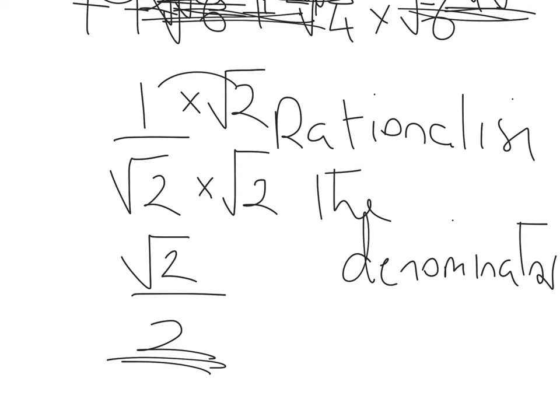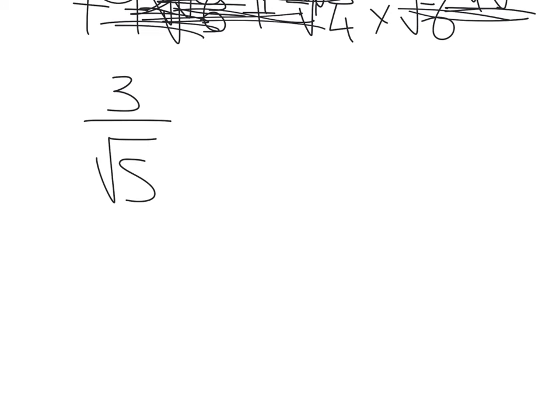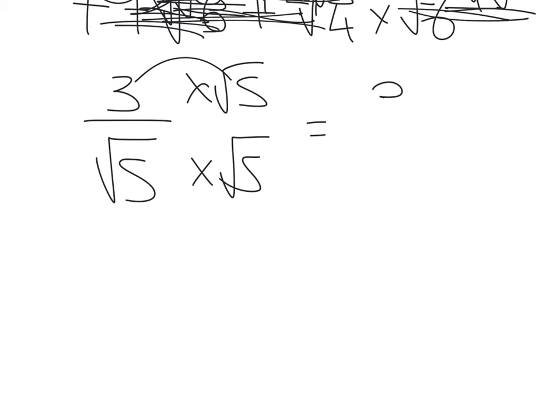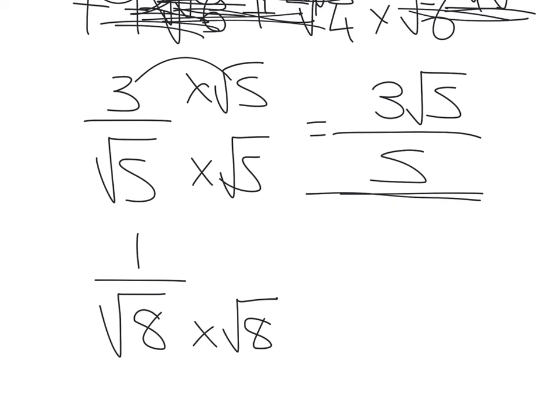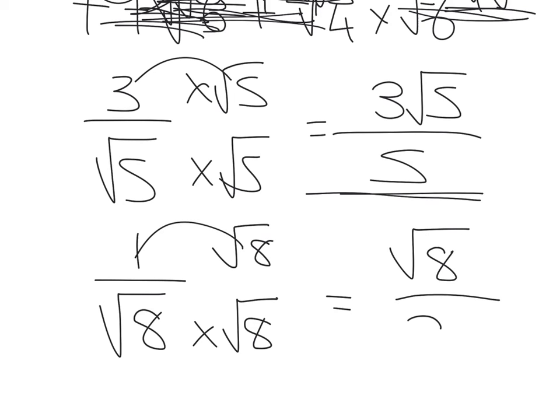Final answer. 3 over root 5, multiply top and bottom by root 5 this time. 3 times root 5 is 3 root 5. Root 5 times root 5 is 5. Next one, 1 over root 8, so top and bottom by root 8. 1 times root 8 is root 8, and root 8 times root 8 is 8.